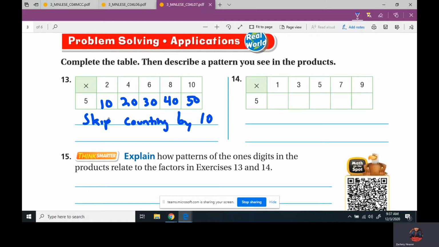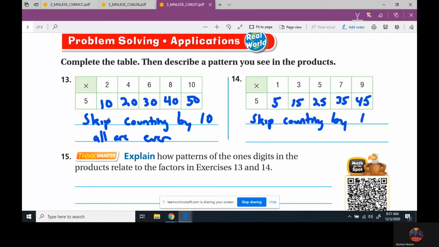Because doubling 5 makes 10. That's why we're skip counting by 10. 5 times 1 is 5. 15, 25, 35, 45. Keep counting by tens, all even. Now we're skip counting by 10 still, but they all are odd.